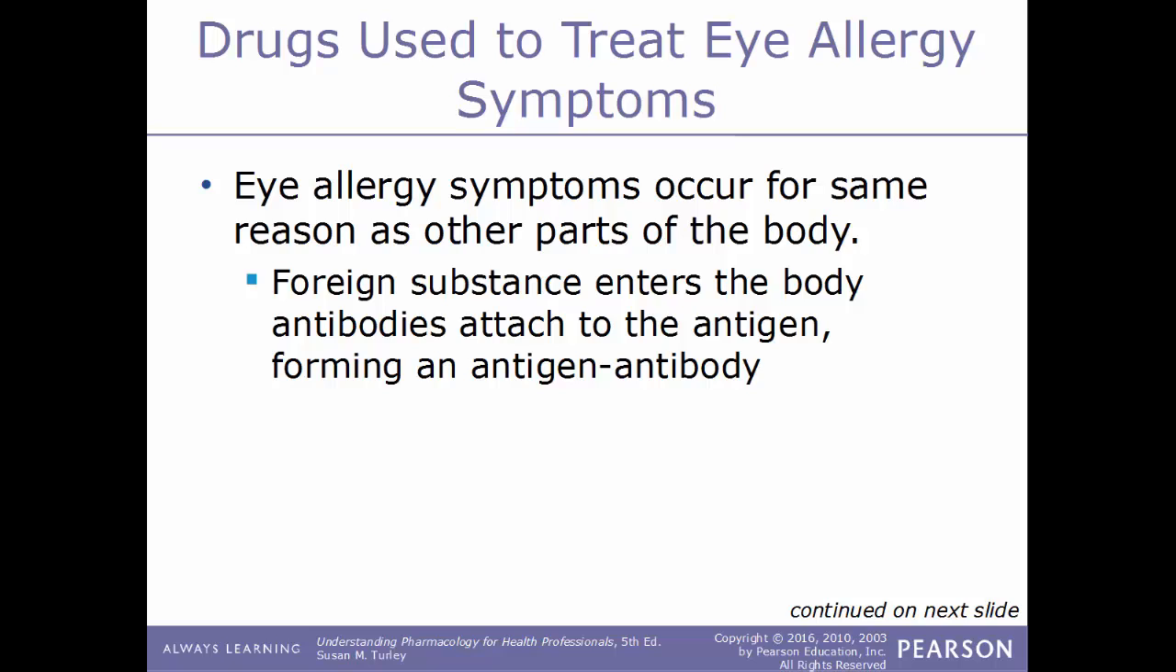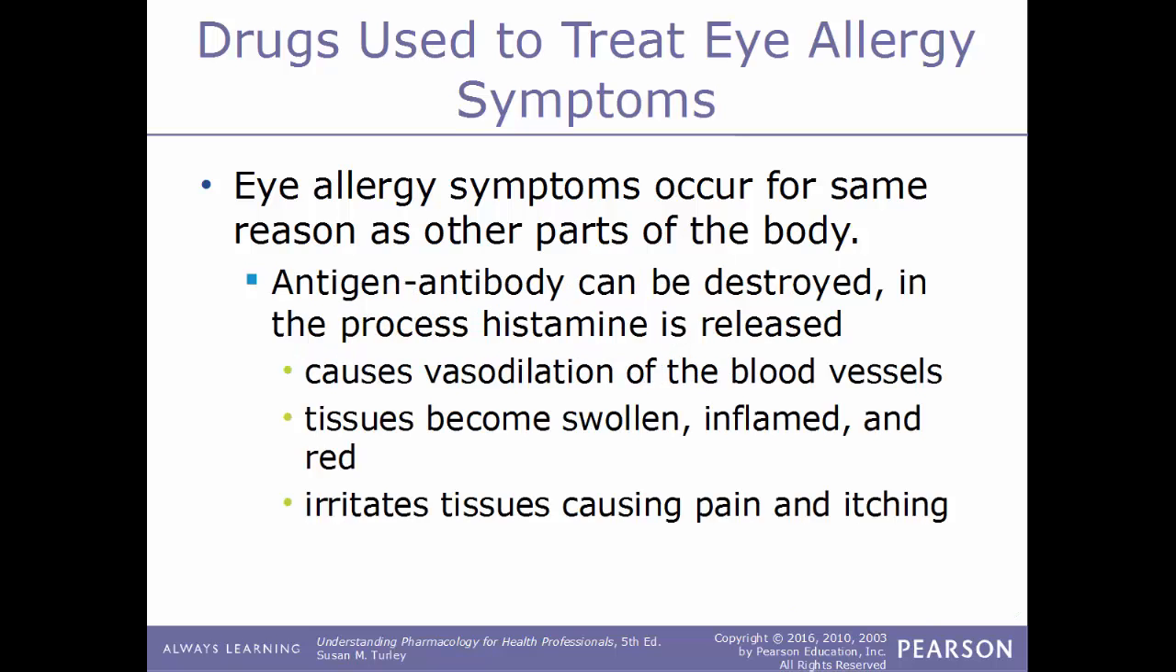Alright, now we'll move on to drugs that are used to treat eye allergy symptoms. Eye allergy symptoms occur for the same reason that they occur in other parts of the body. There's a foreign substance that enters the body, antibodies attach to that antigen, and it will form an antigen-antibody complex. Now the antigen-antibody complex can be destroyed, and during this process, histamine is released. Histamine will cause vasodilation of the blood vessels, so tissues will become swollen or inflamed or reddened. This whole process will irritate tissues and therefore cause pain and itching.